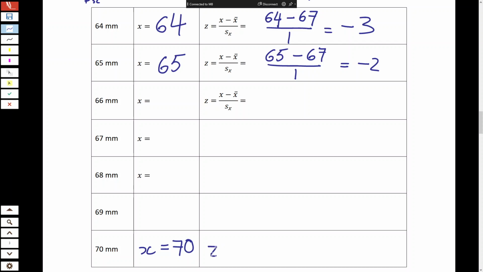All right, z equals x minus x bar, 67, divided by the standard deviation, which is 1. And 70 minus 67 is 3. How many standard deviations is 70 away from 67? 3. Okay, so that's what the z value is about.